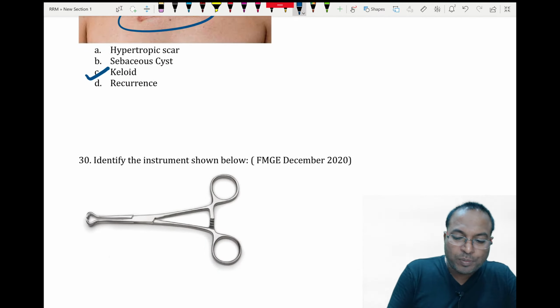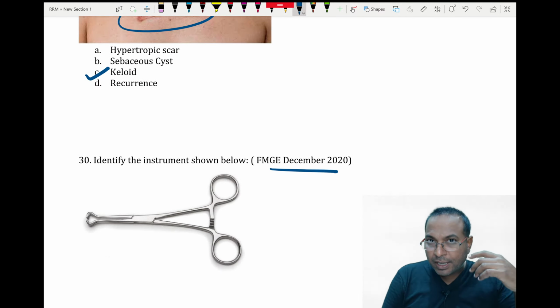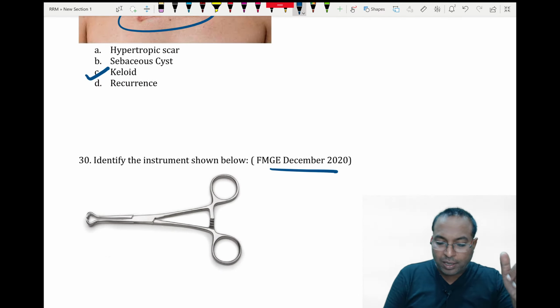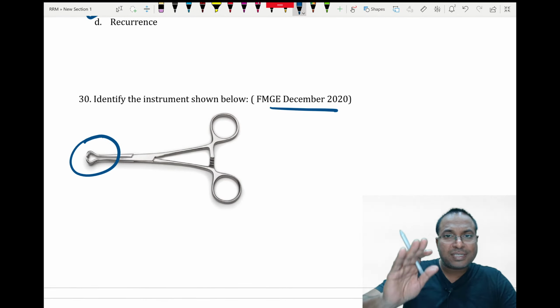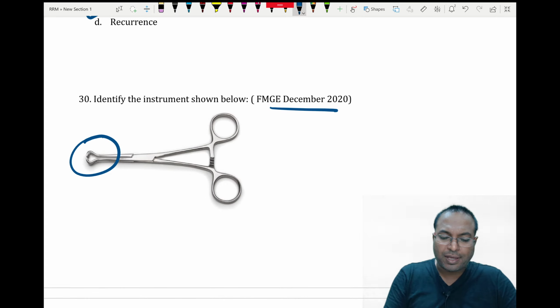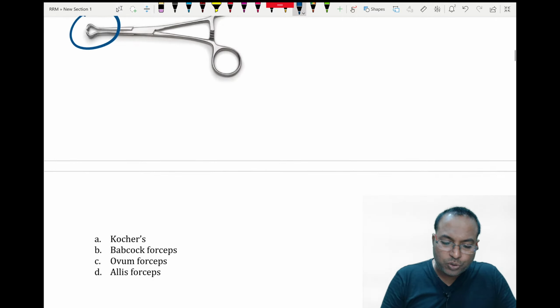So identify the instrument. See, I am now discussing 20 FMGE questions. In 2019, they asked about artery forceps. In 2020, they asked about Babcock's. So every year they ask the same question only. They are not asking anything different. They ask the same area just with a small twist, nothing else. So this is a Babcock's tissue forceps.